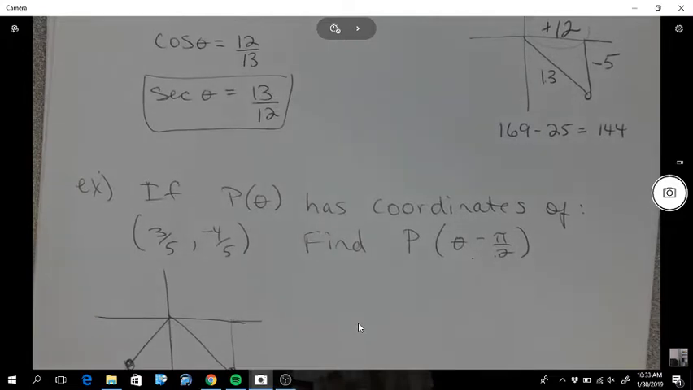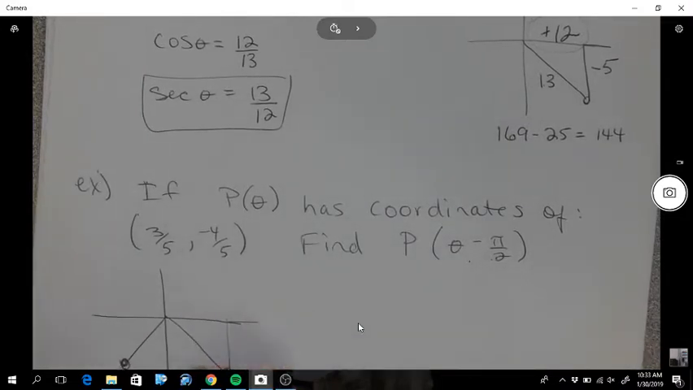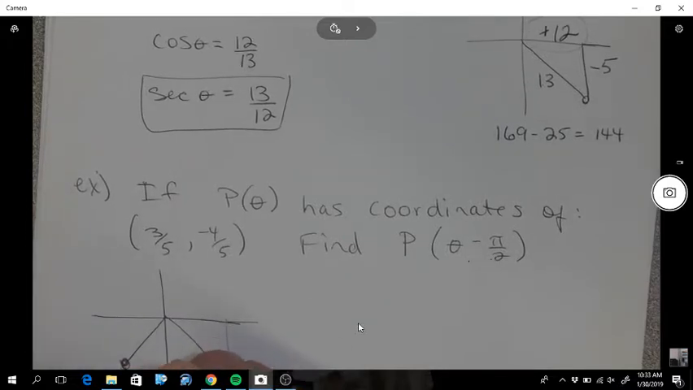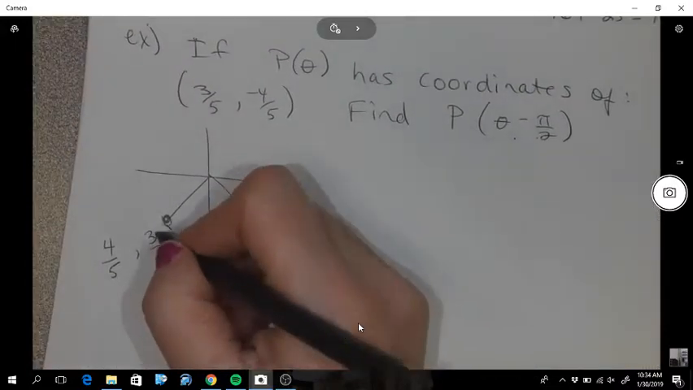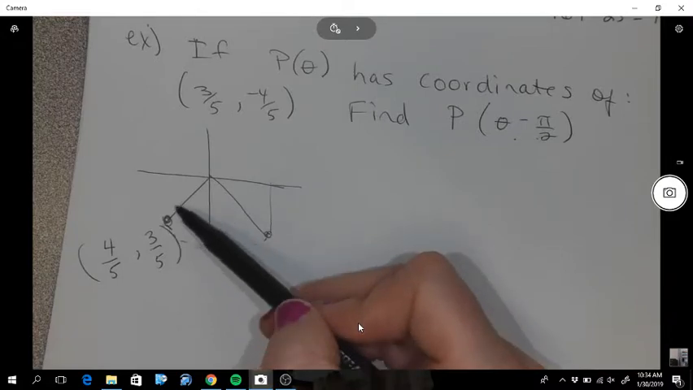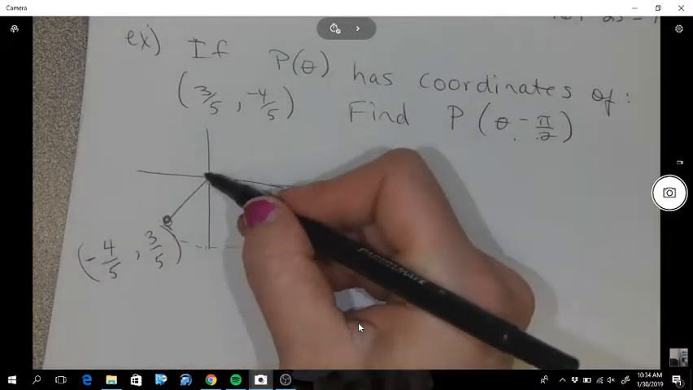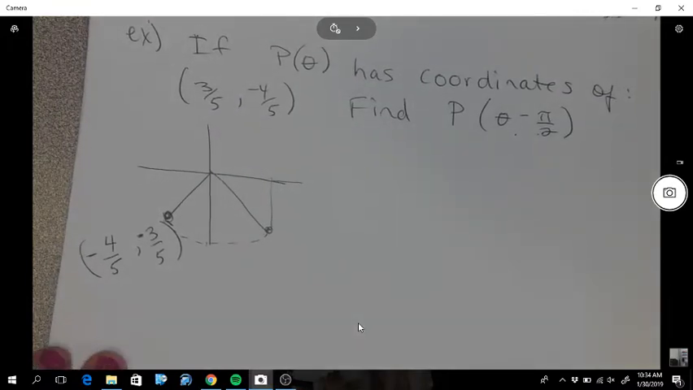Okay, so when you make a rotation of 90 degrees, your coordinates get flipped around. So the x coordinate would contain that, and the y coordinate would contain that. And then you also have to decide whether you're positive or negative. So in this quadrant, my x value would be negative, and my y value would be negative. Okay?